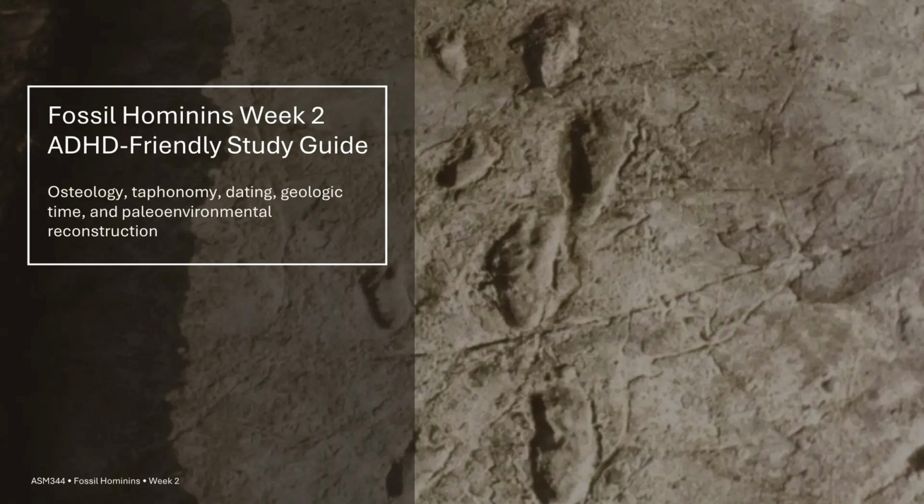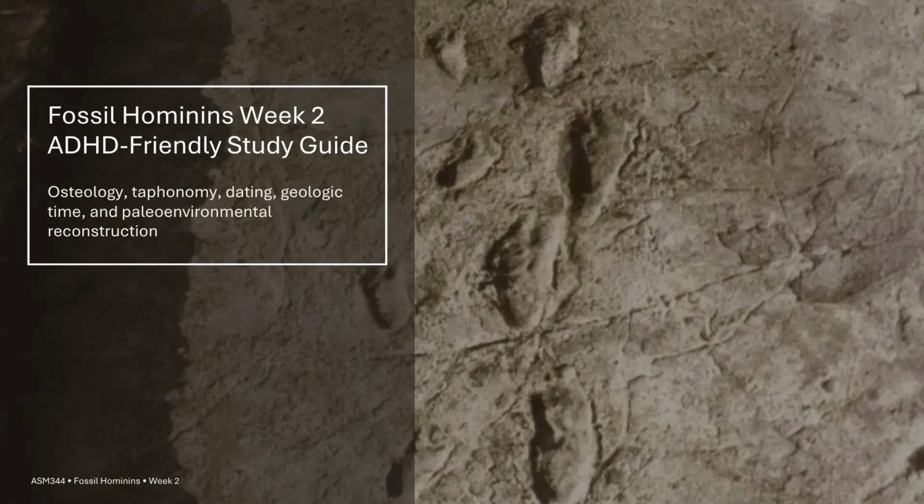Week 2 focused on how paleoanthropologists interpret the human fossil record by combining anatomy, geology, taphonomy, dating, and paleoecology. First, osteology. We covered the major bones and landmarks of the skull and skeleton, including structures such as the frontal, parietal, temporal, occipital, maxilla, mandible, and key features like the supraorbital torus, zygomatic arch, and foramen magnum. Skeletal morphology is central to identifying hominins and comparing species.